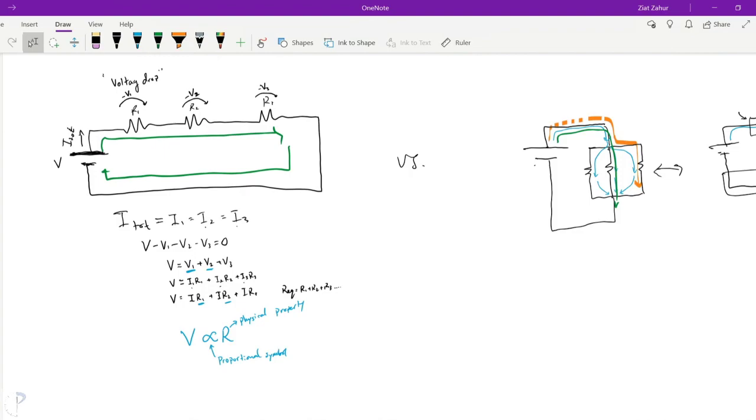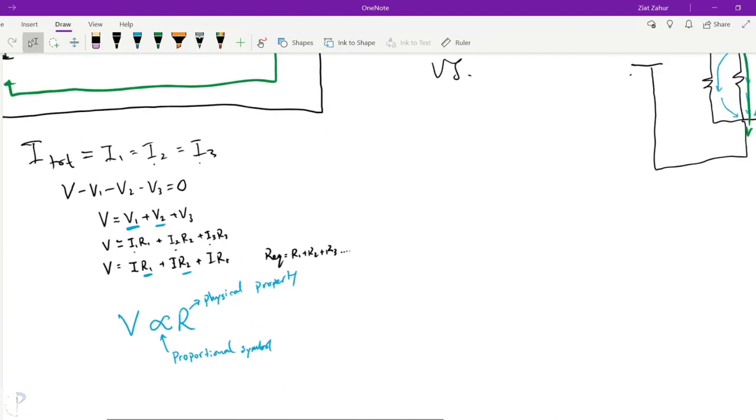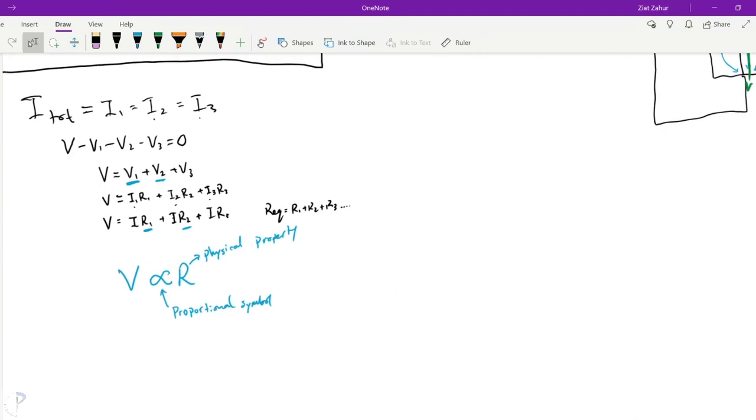If you increase V, right? If you increase the battery voltage, you get more current. If you increase the resistor, you're going to get more voltage drop for that resistor, but the sum of all the voltage drops still has to add up to the total. Okay, it's just the bigger resistor will drop more voltage.